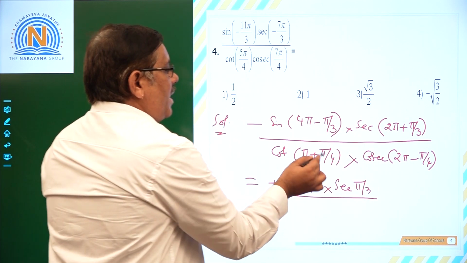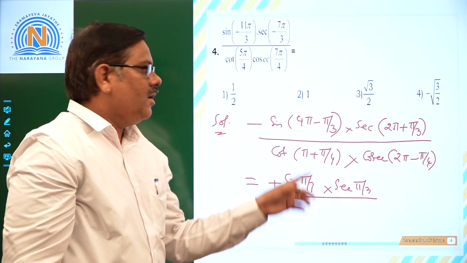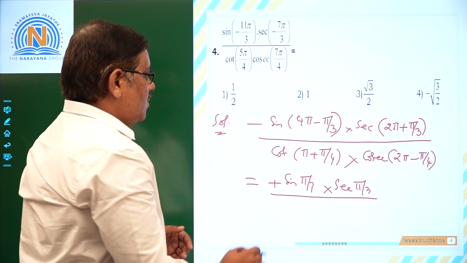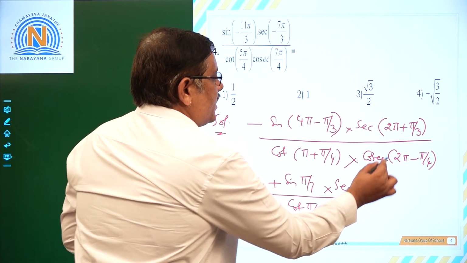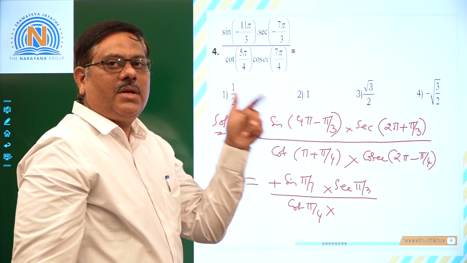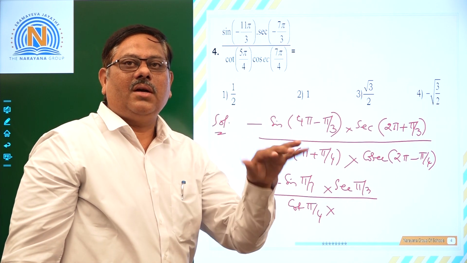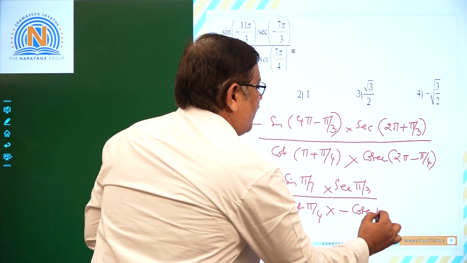By here, cot of pi plus pi by 4. Pi plus pi by 4 is 180 plus theta, which lies in the third quadrant. So cot is positive there. So we have cot pi by 4, into cosecant of 2 pi minus pi by 4. 2 pi minus pi by 4 is an angle in the fourth quadrant. Cosecant is negative there. So it is minus cosecant pi by 4.